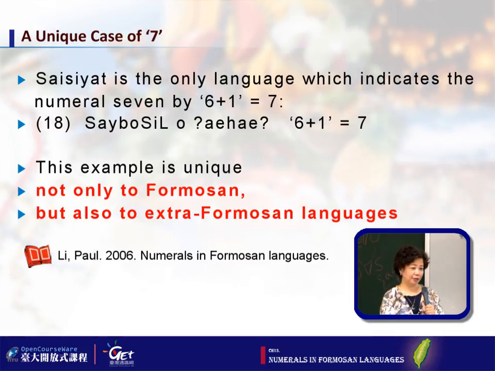Is 7 a lucky number in Japanese? We use English lucky 7. So you use English lucky 7? Okay. Is 7 a lucky number in Chinese? 8. What is a lucky number in Chinese? 8. Why? Fa. Fa? Okay. That's a homonym with the lexical item like prosper. Prosper, yeah.